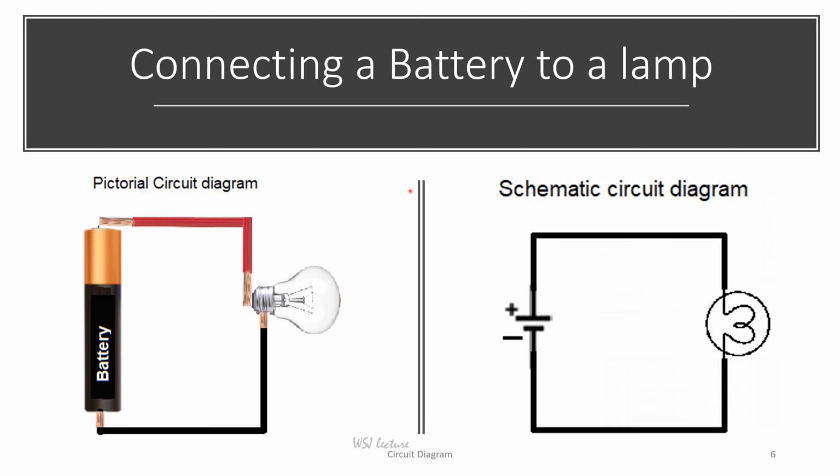So similarly, in a schematic circuit diagram, this battery will be replaced by appropriate symbol. This is the symbol of battery and this is the symbol of wire for connecting and this is the symbol of bulb. So this is the pictorial circuit diagram and here is the schematic circuit diagram. The schematic circuit diagram will be in a simplified form as we are not using the parts of the components.